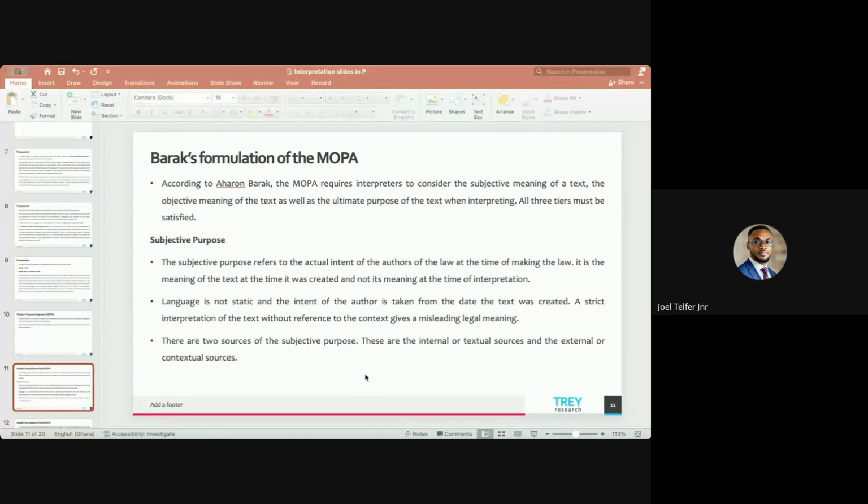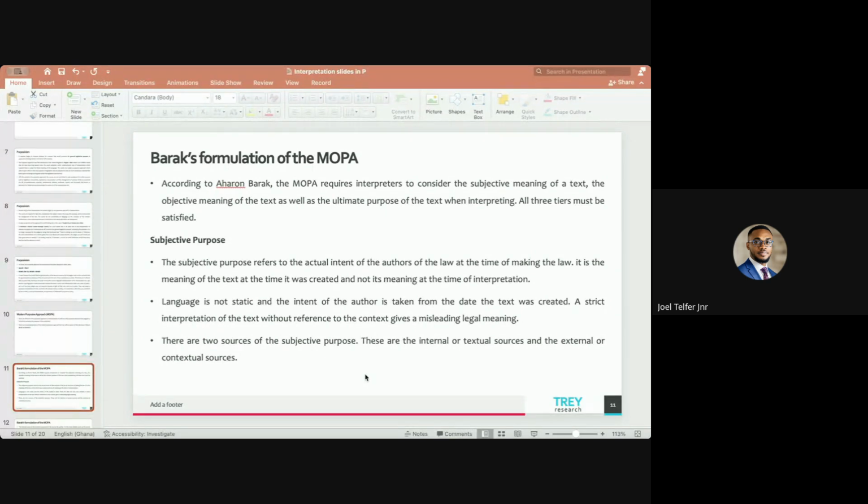So Barak provides us with a way of ascertaining the purpose of a text, or ascertaining the true legal meaning of a particular text. He says first, we need to look to the subjective purpose. The subjective purpose is the actual intent of the authors of the law at the time of making the law. So anytime you are looking to do a subjective interpretation, look to the meaning of the word at the time of the enactment, not at the time you are doing the interpretation, because they are two different things.